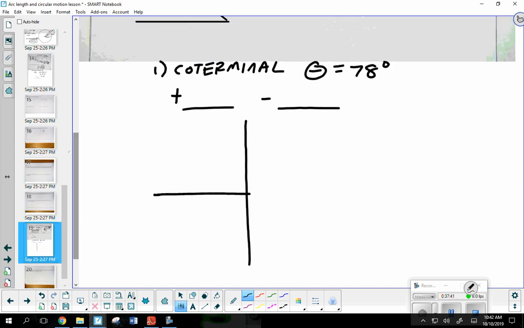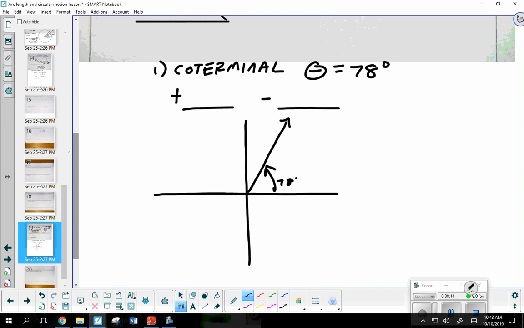First off, let's go over what this means. What am I talking about when I say coterminal angles? An angle that ends at the same position. Okay, angles that have different measures but will have the same terminal side. They stop in the exact same position. So here we're talking about 78 degrees, which would be in what quadrant? Definitely the first one, so probably something like this. Let's say this is 78 degrees.